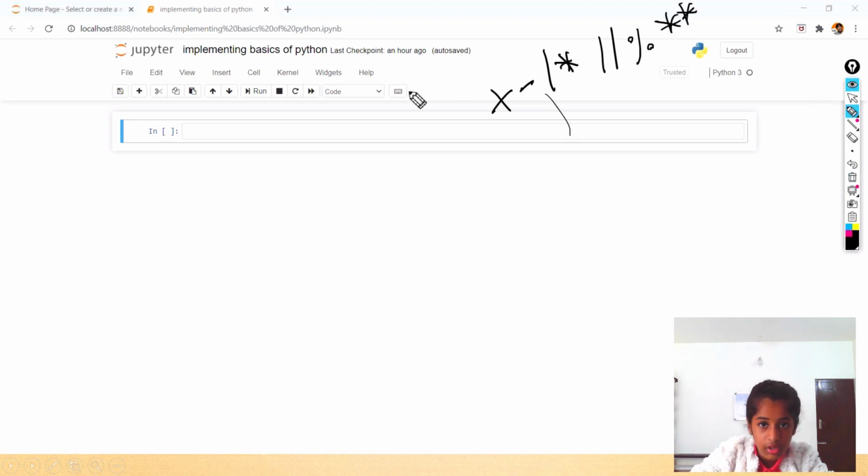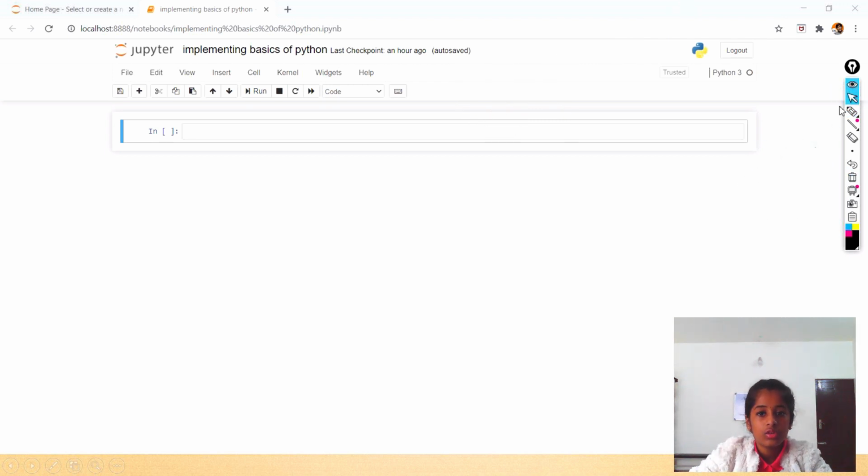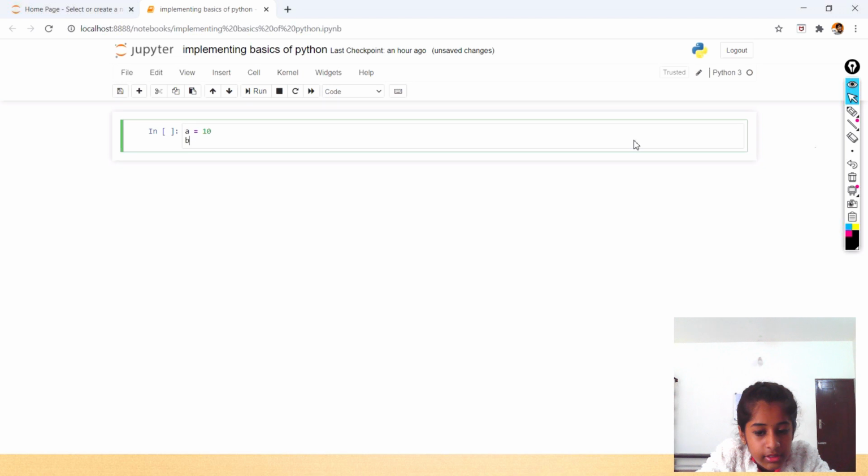So first let's do addition. Before using it, let's create a few variables. I'm going to say A is equal to 10 and B is equal to 10. Now when we add these both, we'll get 20. So I'm going to say A plus B. You guys should see the output.